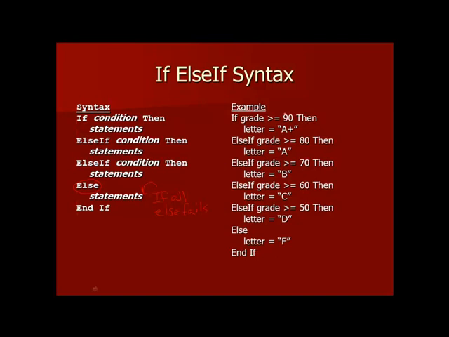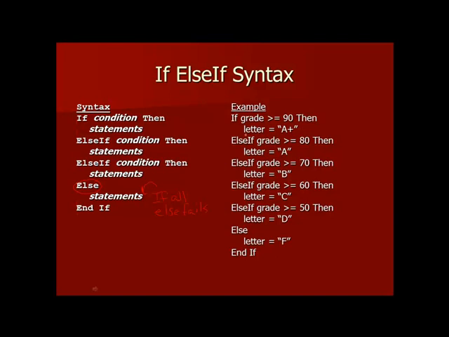So if you get 90 or above, you're going to end up with an A+. If you get 80 or above, you're going to get an A. 70 to 80 is B, the 60s is C, and the 50s is D, and anything else is a fail, and we assign the letter grade F for that. So if grade is greater than or equal to 90, then the letter is equal to A+. If this condition returns true, then you're going to assign A+ to the letter.